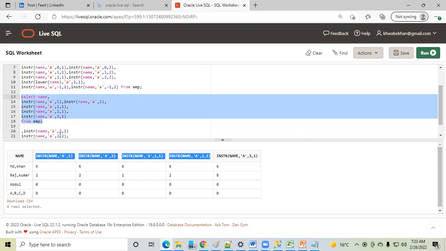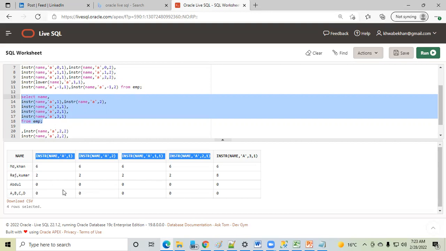But in the first and second column, do you have any fourth argument? No. So which occurrence is it calculating in the first and second column? First. So what do you understand from this? By default, on which occurrence will it work? First. If you have not mentioned the fourth argument, your INSTR function will understand by default that the user is looking for the first occurrence.